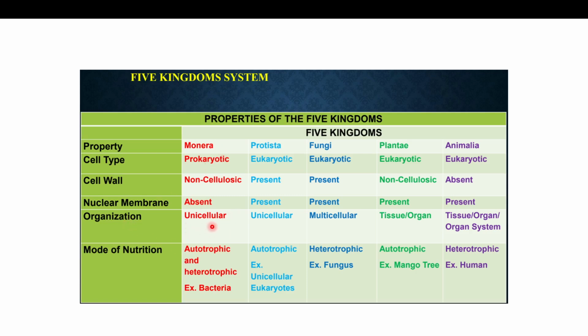And monerans are unicellular, Protista are unicellular as well. From Fungi on, the organisms are multicellular except one fungus, which is yeast, which is unicellular. Mode of nutrition in monerans can be autotrophic or heterotrophic. In Protista, it's autotrophic. In Fungi, it's heterotrophic. Plantae, autotrophic. Animalia, mostly heterotrophic.